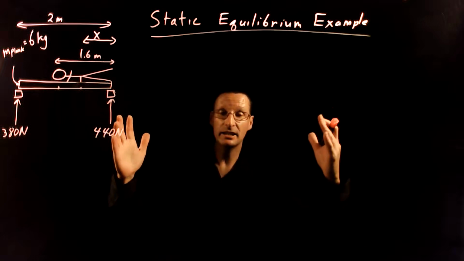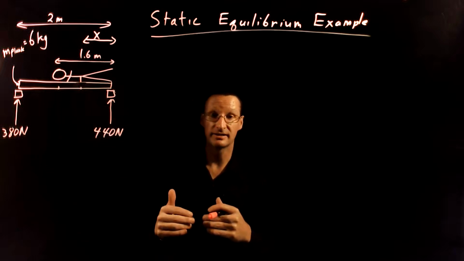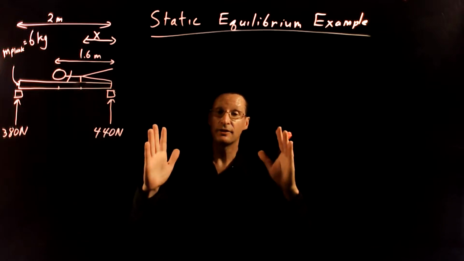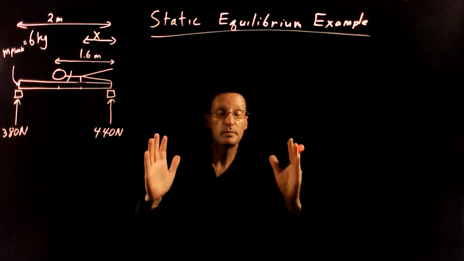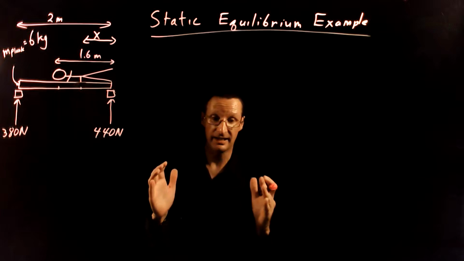Let's do a static equilibrium example that includes both forces and torques in our analysis. Now, one of the key features that you're going to see in this is where do you put the gravitational force? The gravitational force acts at the center of mass.